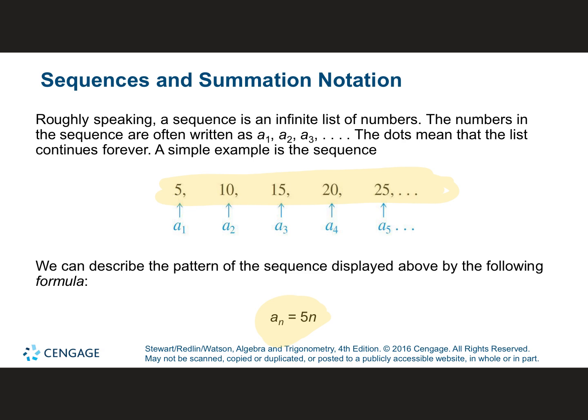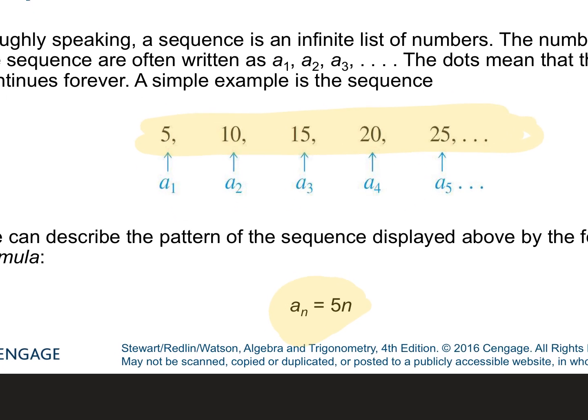Now, if you notice here, this says A sub 1, A sub 2. Do you see what I'm talking about here? A sub 1, A sub 2, A sub 3, A sub 4, A sub 5. Those are the term numbers themselves. If I said to you guys, what is the first term of this sequence? You would tell me it's 5. What's the 4th term? 20. What's the 5th term? 25. So when I say A sub 1, A sub 5, A sub 12, that little number is the term number that you're talking about.